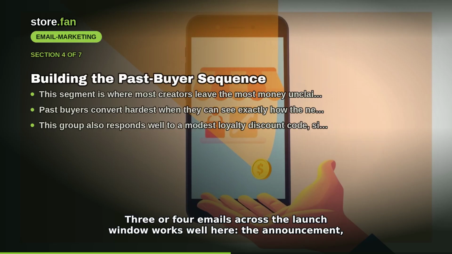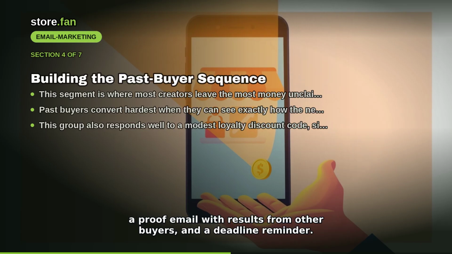3 or 4 emails across the launch window works well here. The announcement, a proof email with results from other buyers, and a deadline reminder.